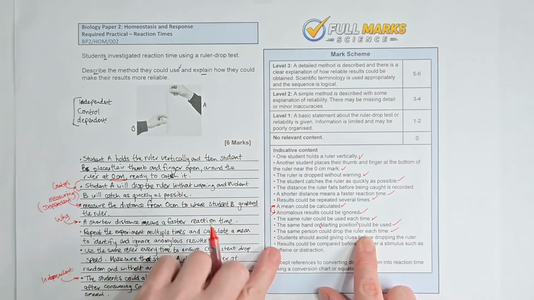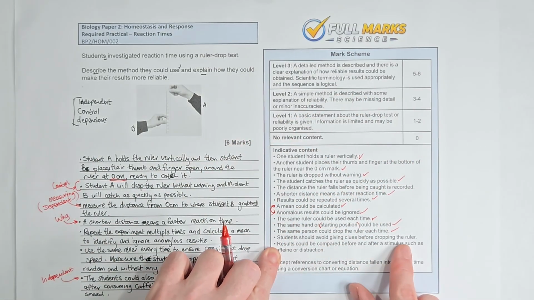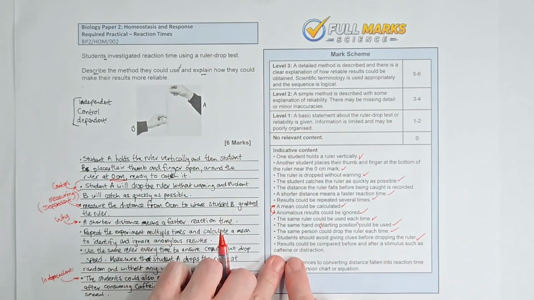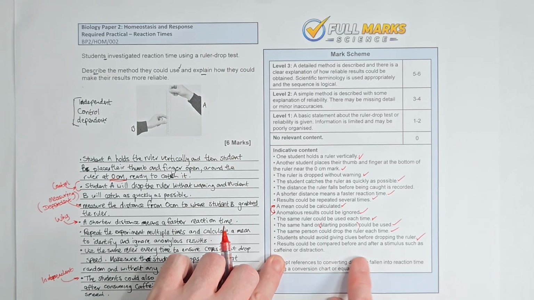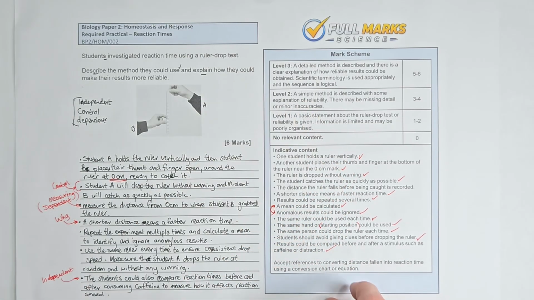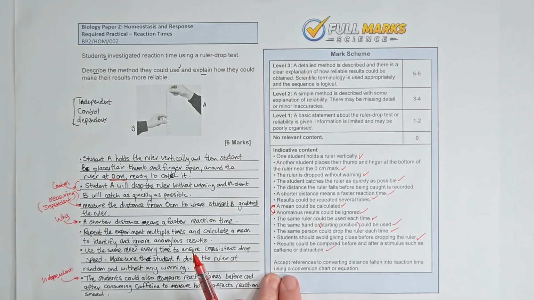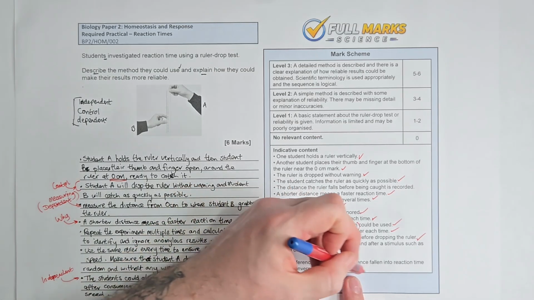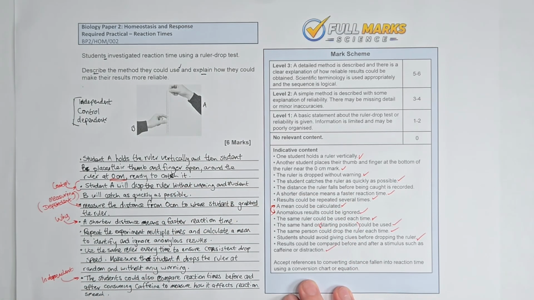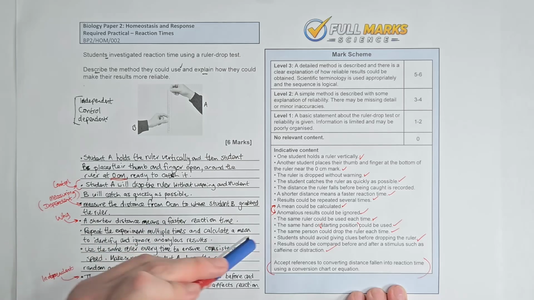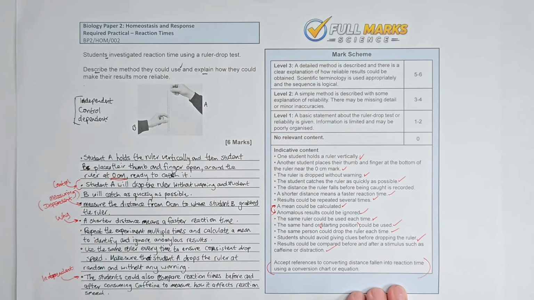So I'm giving that. Students should avoid giving clues before dropping the ruler. We did that. Results could be compared before and after a stimulus such as caffeine or a distraction. We've done that as well. The only extra point on here is accept references to converting distance fallen into reaction time using a conversion chart or equation. So that is something that you could also mention in there. It's not 100% necessary. So that does get us right to the very top at level 3.